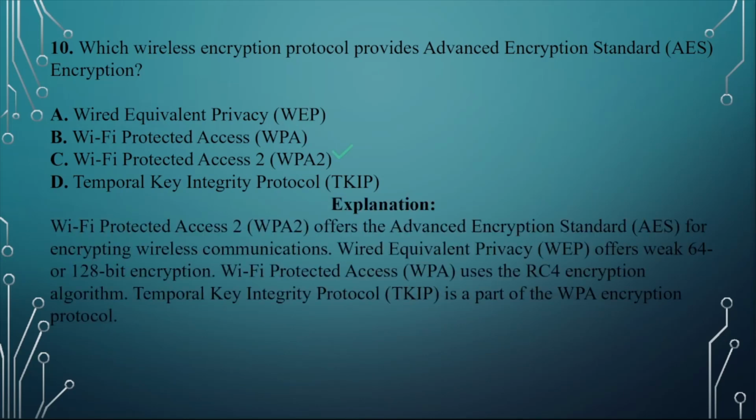The answer here is Wi-Fi Protected Access 2, WPA2. So WPA2 offers the Advanced Encryption Standard for encrypting wireless communications. WEP offers weak 64 or 128-bit encryption. The WPA uses the RC4 encryption algorithm, and the TKIP is a part of the WPA encryption protocol.